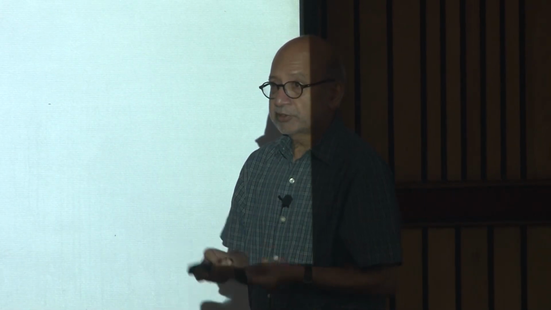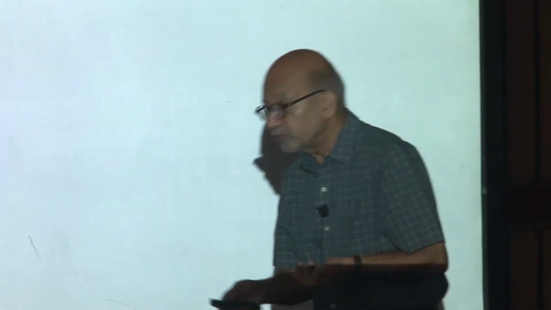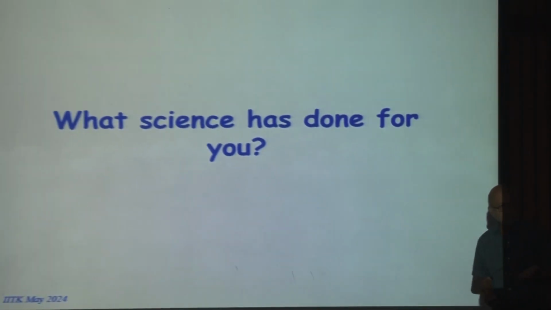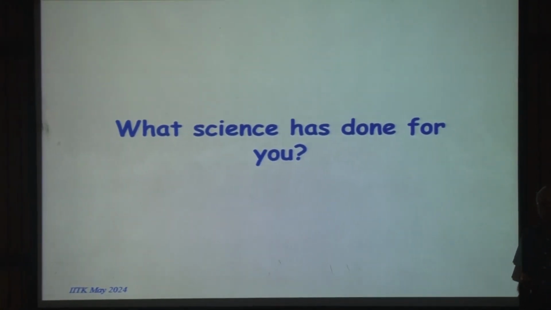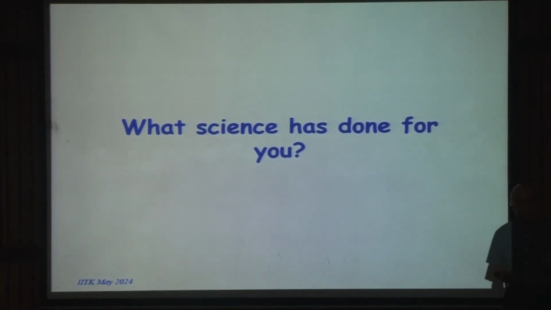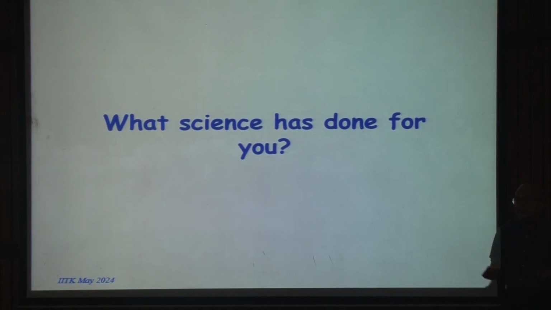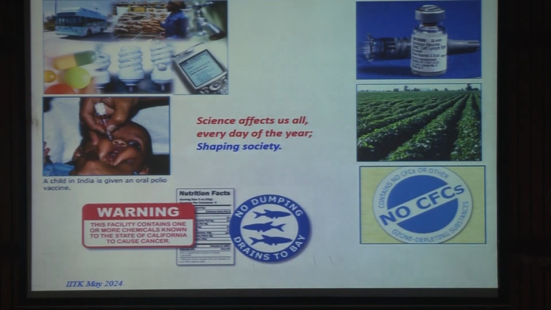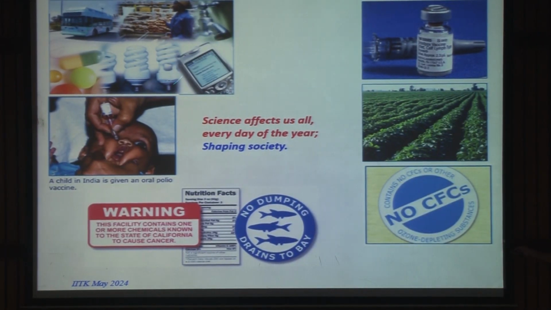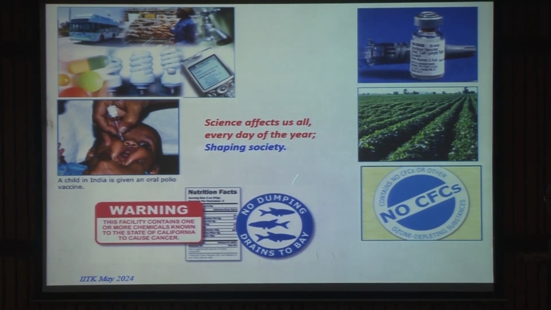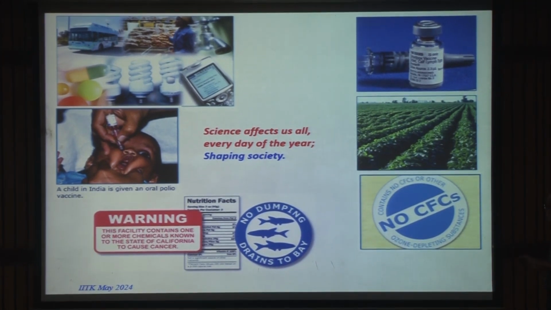So you can ask a reverse question: what has science done for you? This is somewhat easier. Smart devices, the clothes you are wearing, the shirts you are wearing, the clocks, watches, shoes you have, everything in this room is a consequence of scientific research. So you can describe all these images: the products we use every day, the polio vaccine, food, no chlorofluorocarbons, no dumping of drains into the bay, and all those things.